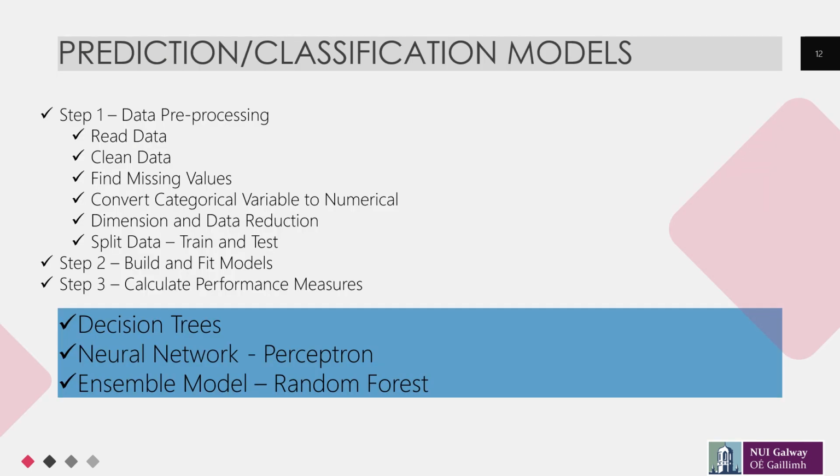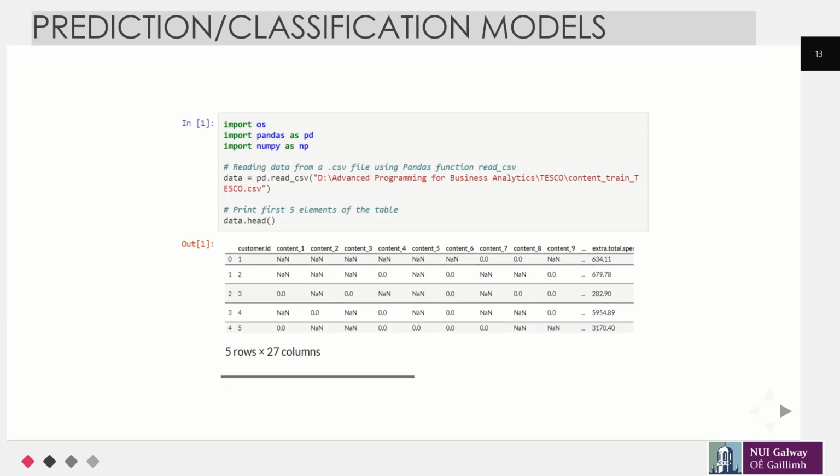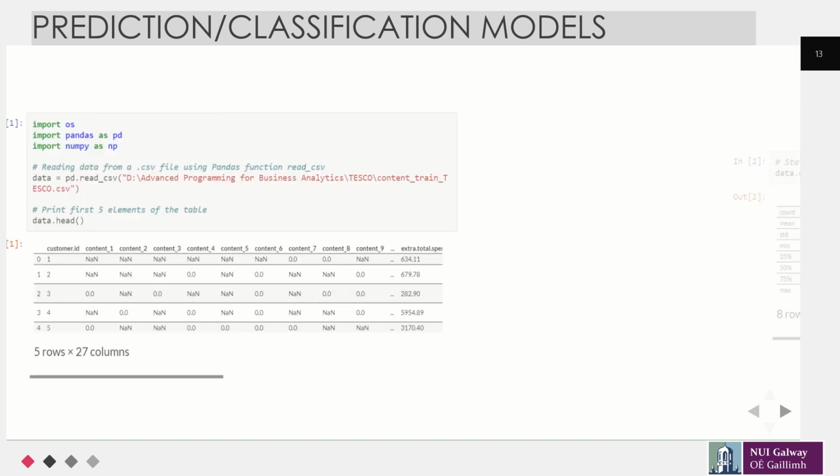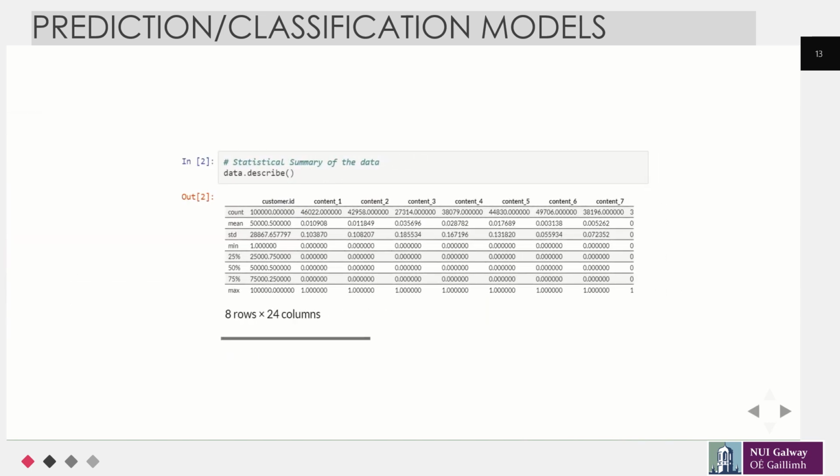We now want to create models to predict whether a customer will click on a particular marketing content card. Like all analytics projects, we go through steps of data pre-processing, building and fitting the model, and finally testing the model's performance metrics. First, we import the data into Python. We then find a statistical summary of our data.